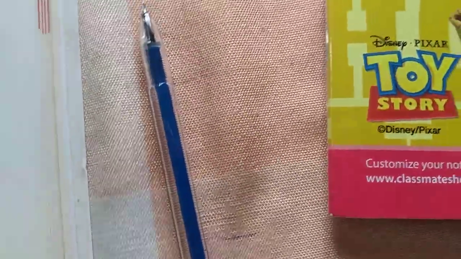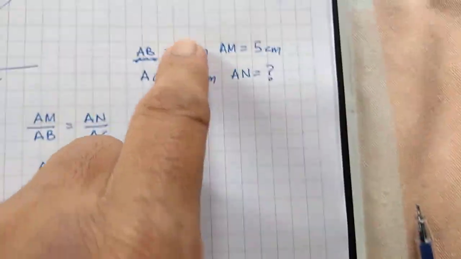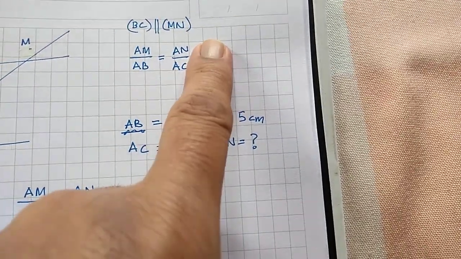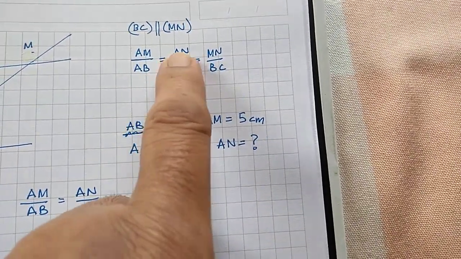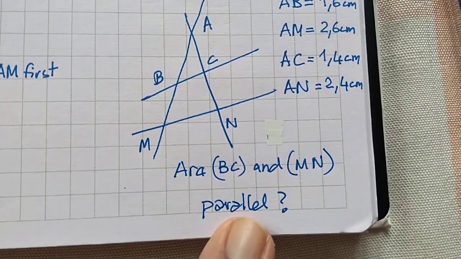So here you have to see whether those ratios are correct, whether this ratio is correct: AM over AB is equal to AN over AC. If this is correct, then BC and MN are parallel.